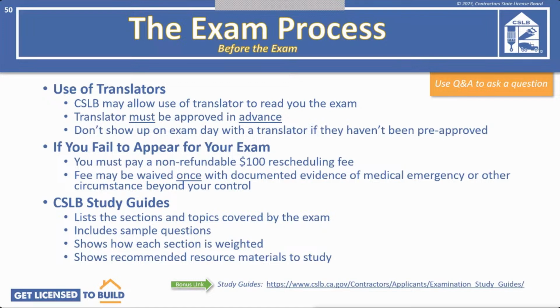If you fail to appear for your exam, you will have to pay a non-refundable $100 fee to reschedule. That fee may be waived once with documented evidence of a medical emergency or other circumstances beyond your control.